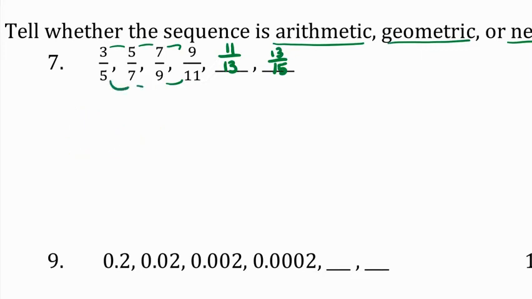I can't add the same thing every time. And you can look at the same thing with multiplying. I can't multiply 3/5 by something and then get the same thing if I multiply 5/7 by the same number. So this would be a neither. There is definitely a pattern there, but it's not arithmetic or geometric because I can't add or multiply by something to get the next terms.